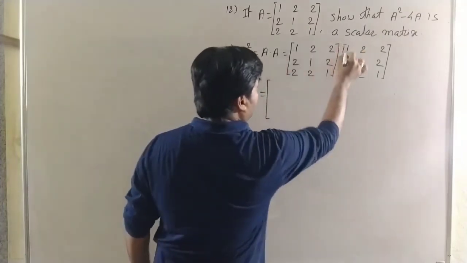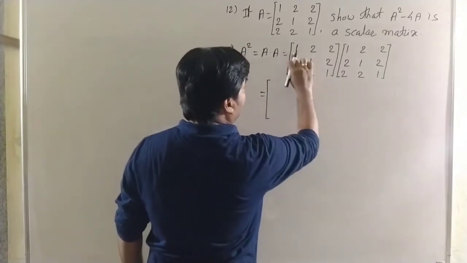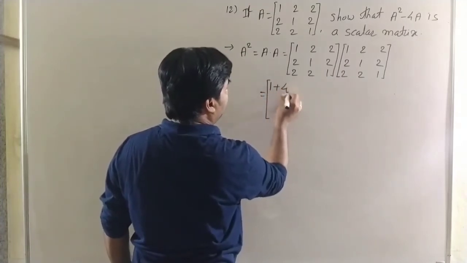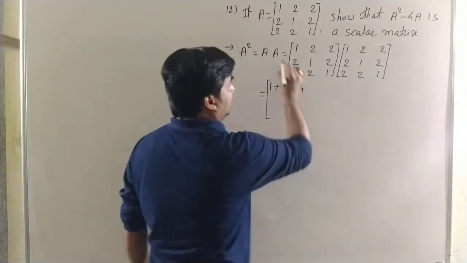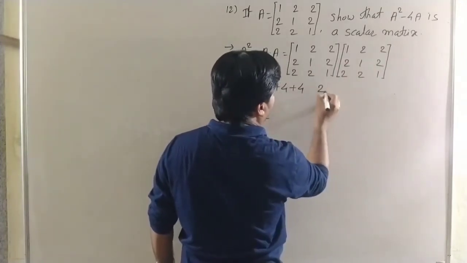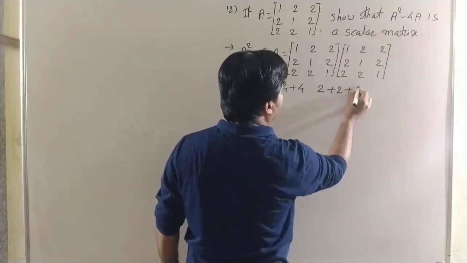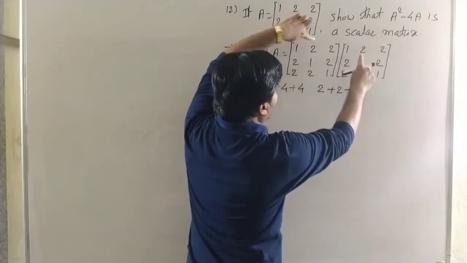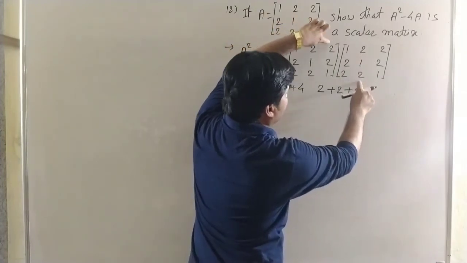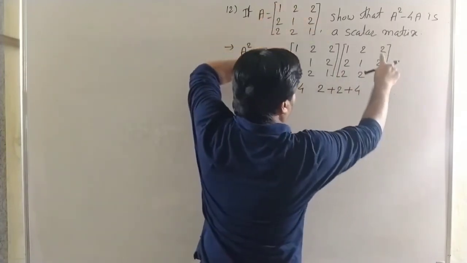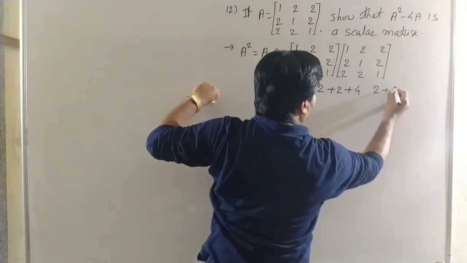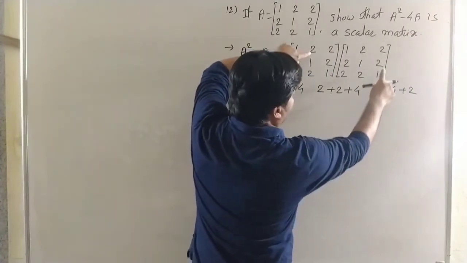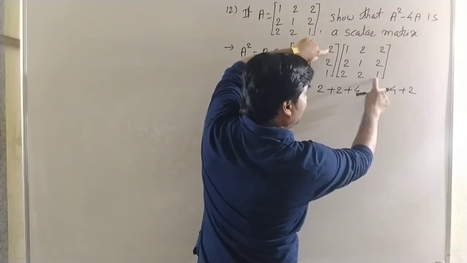Here, first row first column, see carefully: 1 into 1, 2 into 2, and 2 into 2, that means 1 plus 4 plus 4. Then first row second column: 1 into 2 is 2, 2 into 1 is 2, and 2 into 2 is 4, so 2 plus 2 plus 4. Now first row third column: 1 into 2 is 2, 2 into 2 is 4, and 2 into 1 is 2, so 2 plus 4 plus 2.